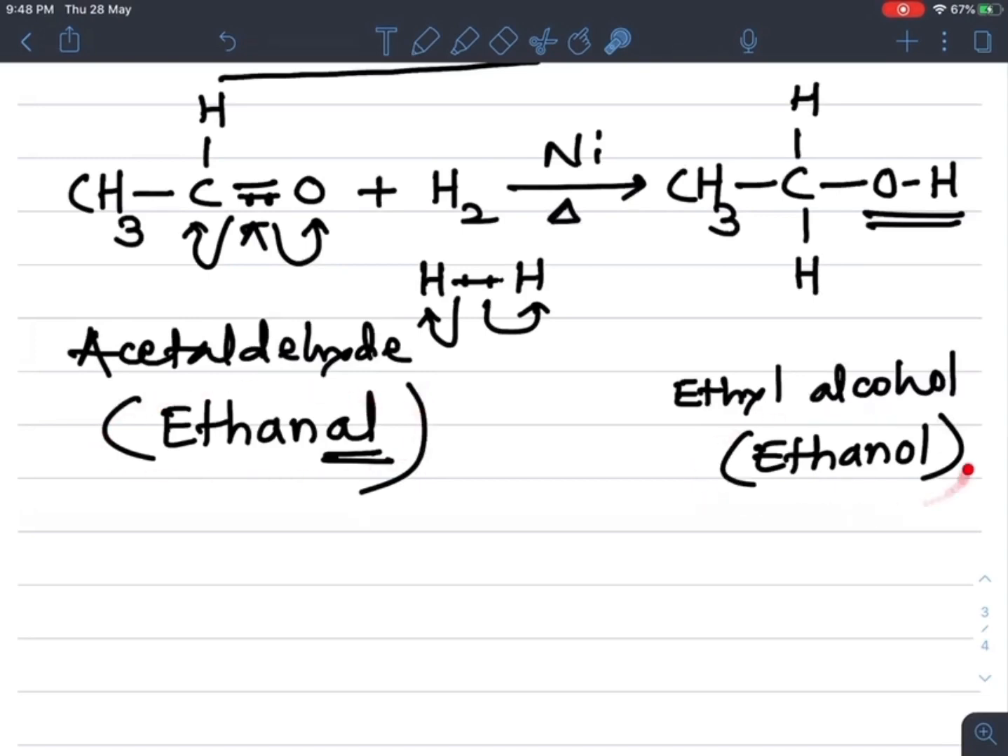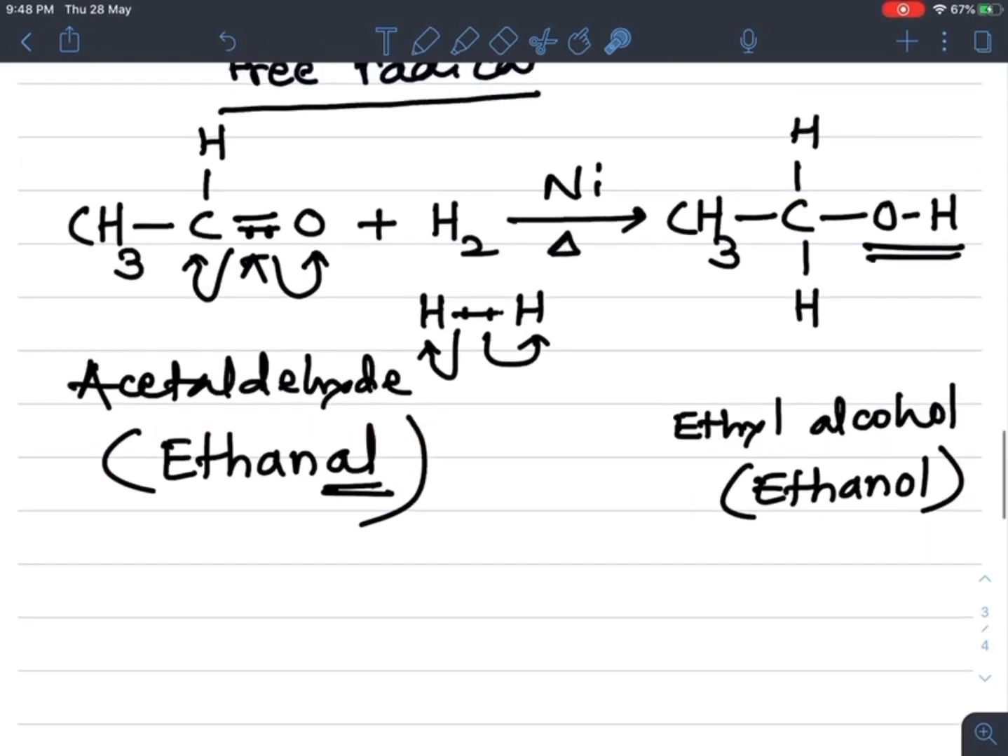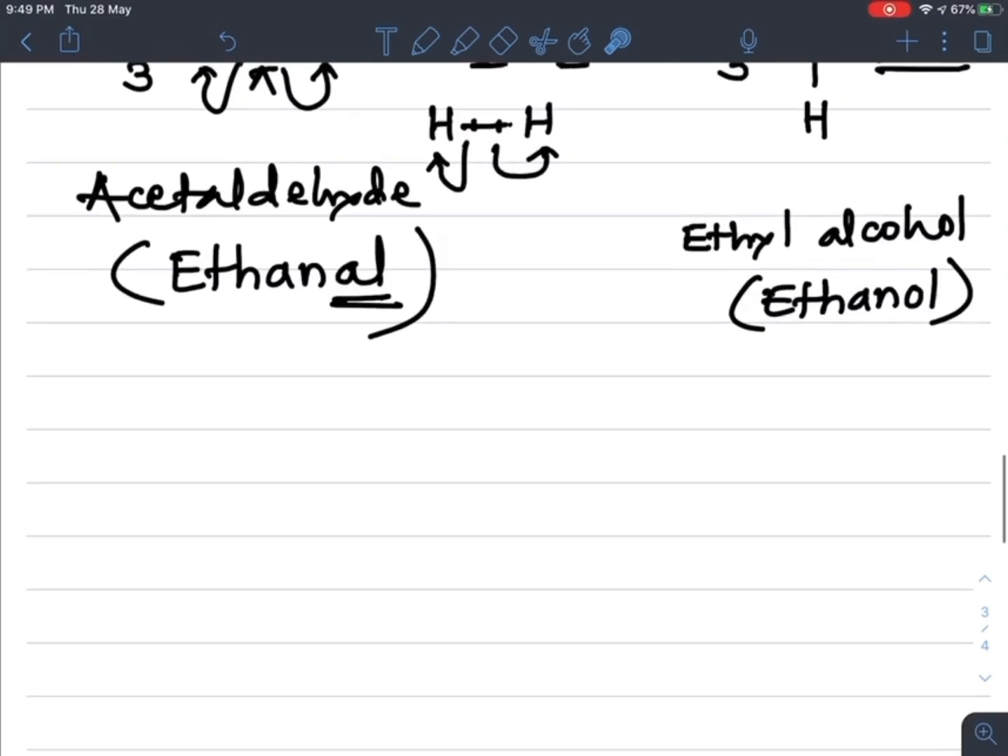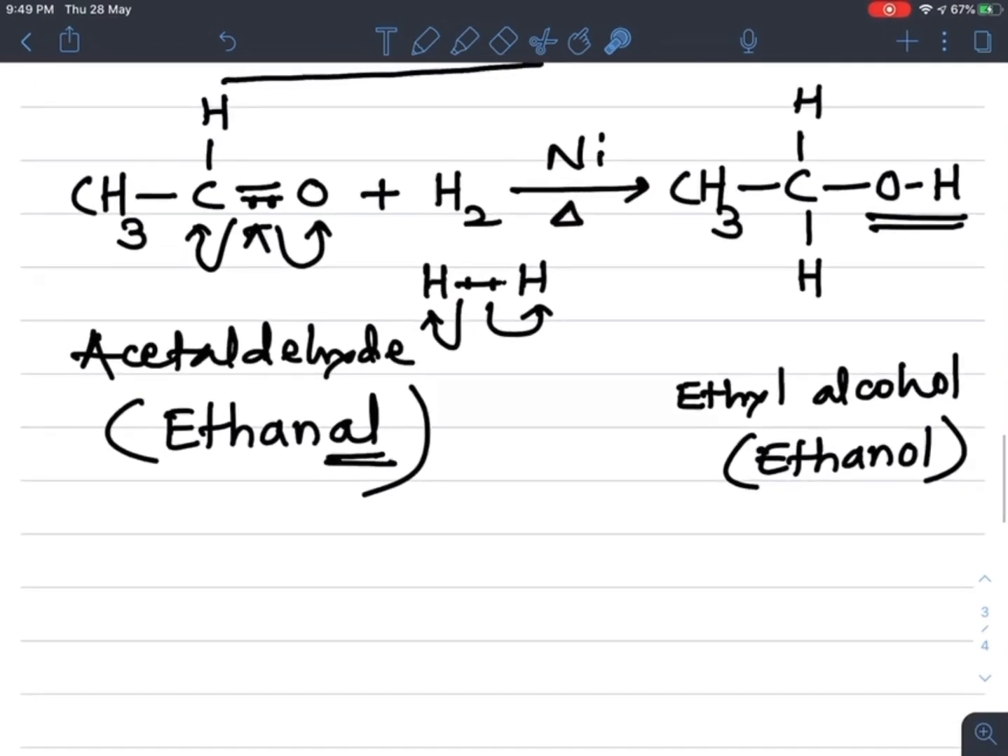How does this take place? By addition of hydrogen gas in the presence of nickel, platinum or palladium, and by a free radical mechanism this reaction takes place. So here we complete the reduction using hydrogen gas and nickel, that is, the double bond is converted into a single bond.